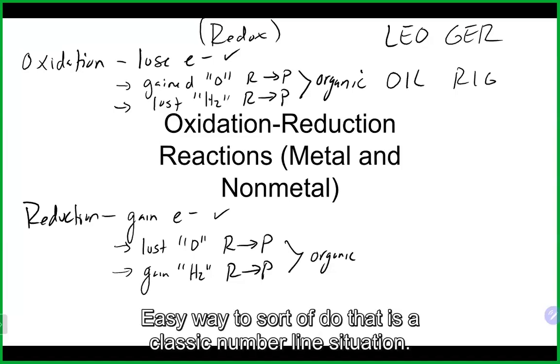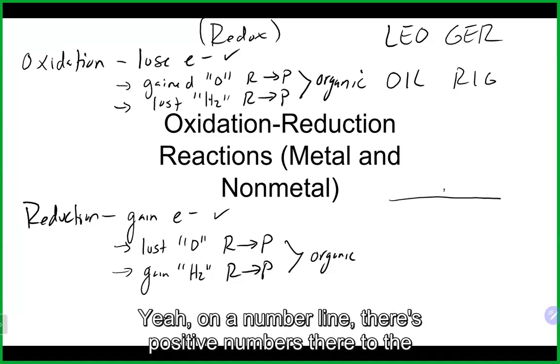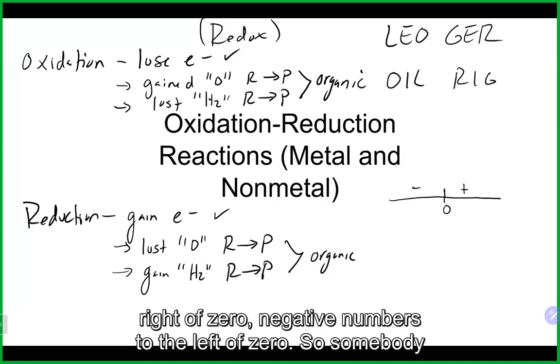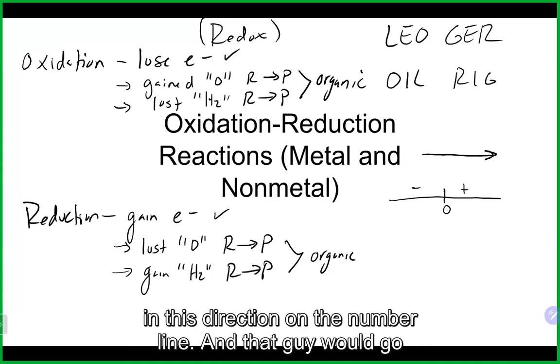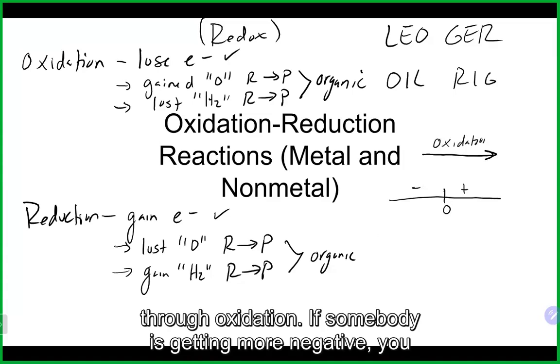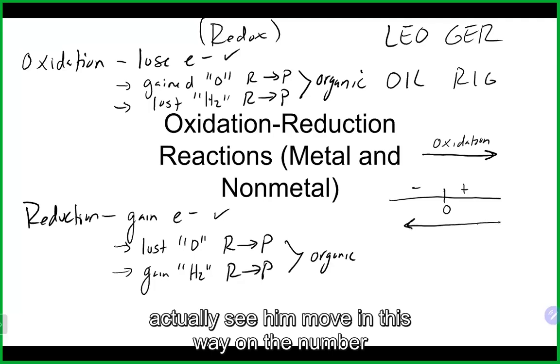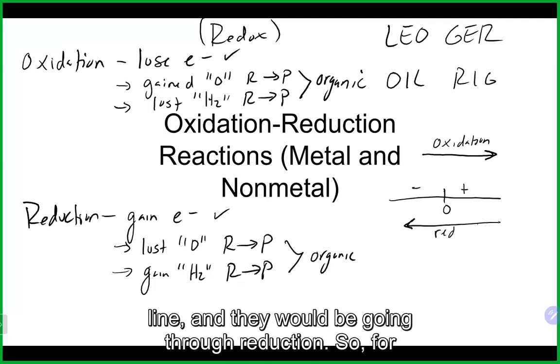Easy way to sort of do that is a classic number line situation. On a number line, there are positive numbers to the right of zero, negative numbers to the left of zero. So if somebody gets oxidized, they are becoming more positive. They are moving in this direction on the number line, and that guy would go through oxidation. If somebody's getting more negative, you will see him move in this way on the number line, and they would be going through reduction.